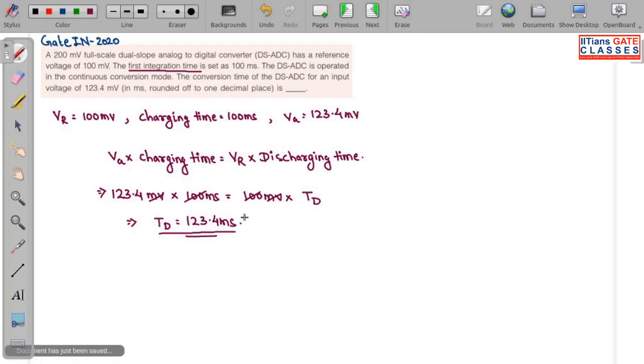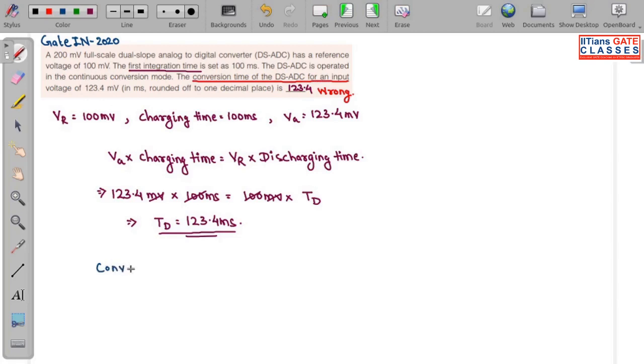Now look very carefully. I think 10 or 20% of the people directly marked this, which is quite obviously wrong. Why wrong? Look carefully at what they have written: the conversion time of the DS ADC for an input. So they want the conversion time. What do we mean by conversion time?